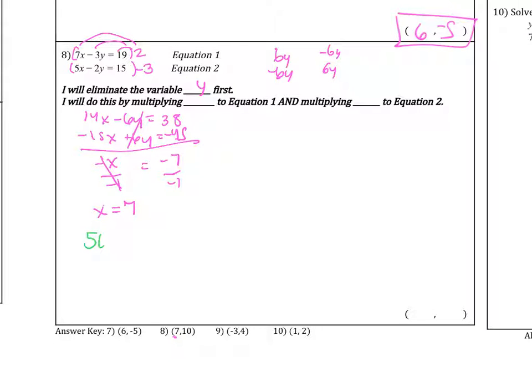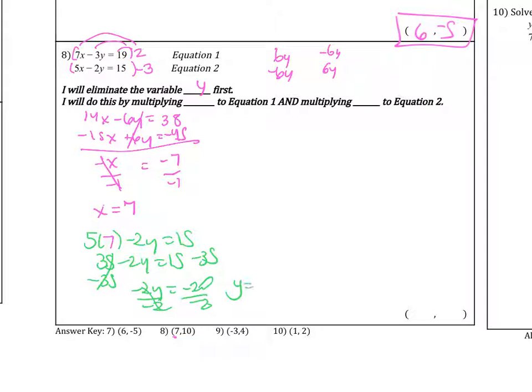5 times 7 minus 2y equals 15. So 35 minus 2y equals 15. Subtract 35 from both sides. We get negative 2y equals negative 20. Divide by negative 2. And so y equals positive 10. So the ordered pair is 7 and positive 10.